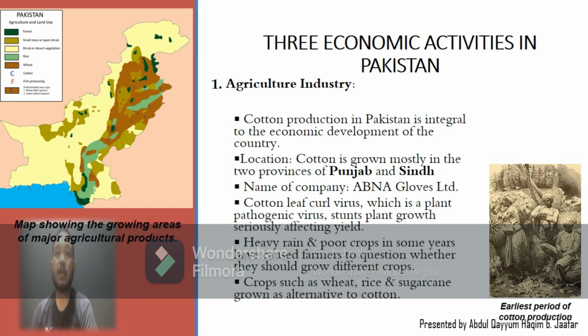Cotton leaf curl virus, a plant pathogenic virus, seriously affects the yield of plants. Heavy rain and poor crops in some years have caused farmers to question whether they should grow different crops. Crops such as wheat, rice and sugarcane are grown as alternatives to cotton. Here is the earliest period of cotton production, and here is a map showing the growing areas of major agricultural products.